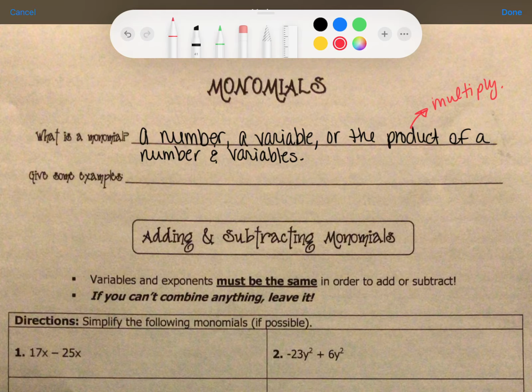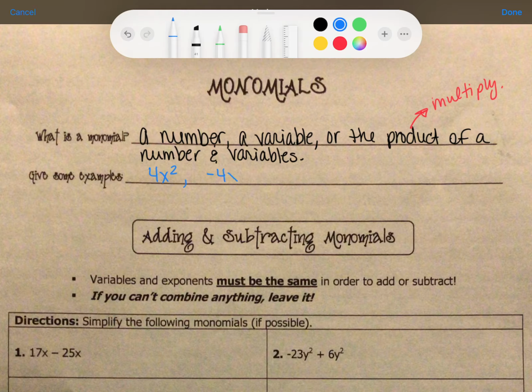Monomials don't contain plus signs or minus signs. They can be negative numbers, but you can't have a plus sign or a minus sign between numbers and variables, because then it turns into a binomial or a trinomial. Mono means one, so we have one term. Some examples of monomials would be 4x squared. It's got one term, it's the product of a number and the letter x, and I don't have any plus signs or minus signs, so that is a monomial, that is one term.